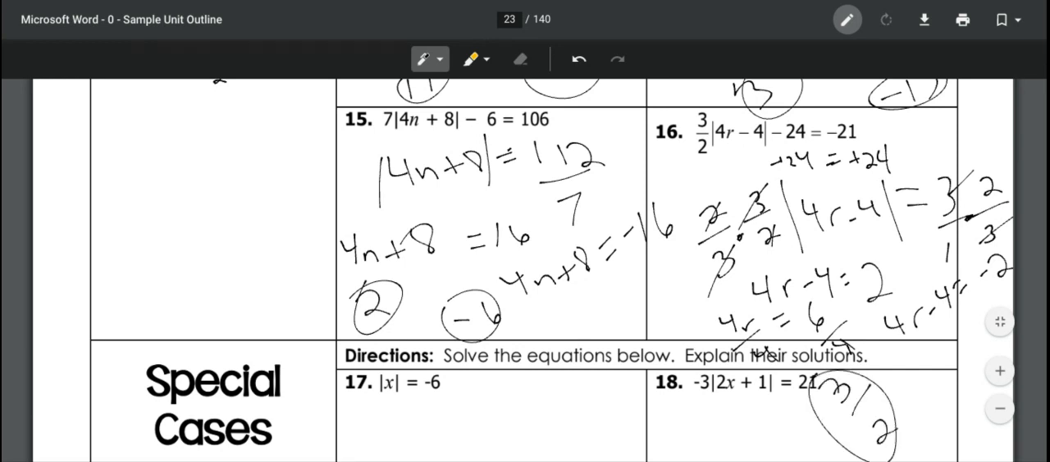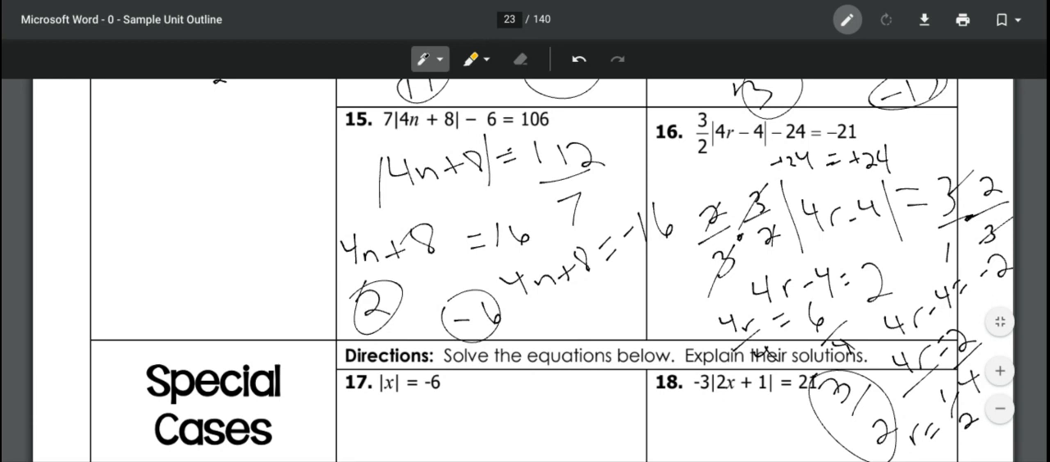And that's that answer. And on this one, we're going to add 4. So we get 4r equals 2. And a lot of people are going to put 2 here because they see the 4 and the 2. But you're really dividing by 4. So r equals 1/2. So we have a half and 3 halves. Okay.